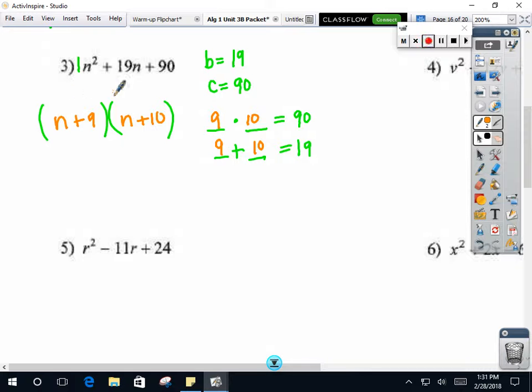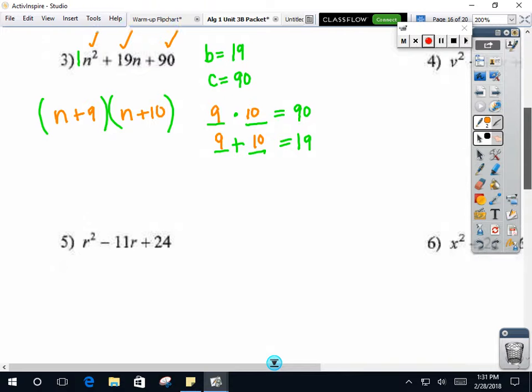N times n produces that n squared. N times 10 makes a 10n. 9 times n makes a 9n. And a 10n and a 9n would make the 19n when you combine them. And then 9 times 10 makes the 90. So do you see what we're doing here? We're just trying to think about the two binomials that would make that trinomial if you multiply them together. That's what factoring is.